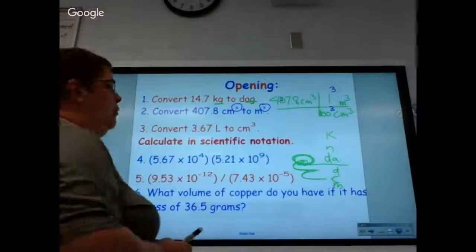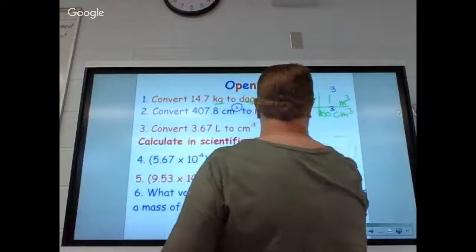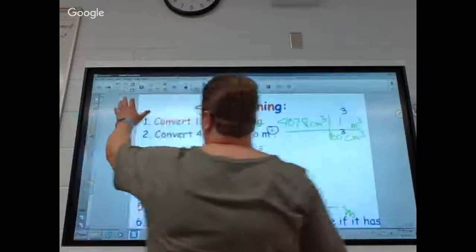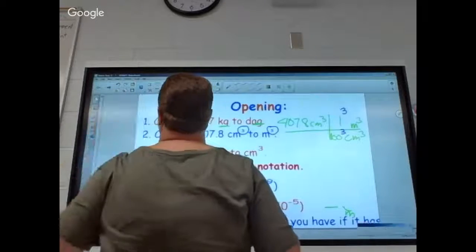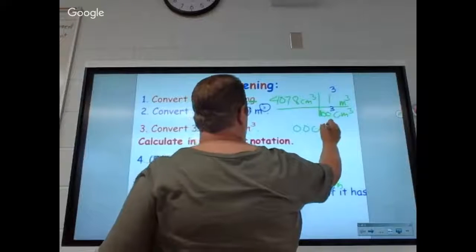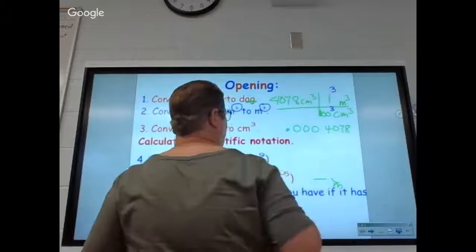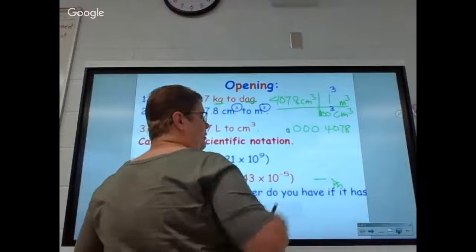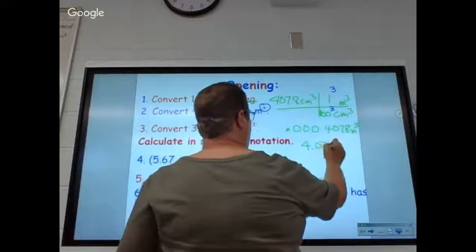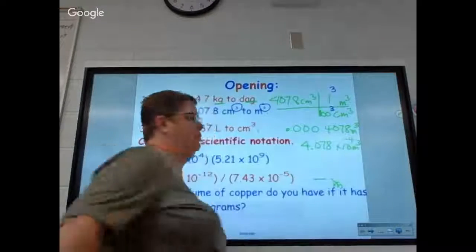Okay? So when we divide that, that's going to be an answer of... let's fix that. That's better. 0.1234078. Did I do that right in my head? Or am I off by a 0? Okay, meters cubed are 4.078 times 10 to the negative 4th meters cubed.